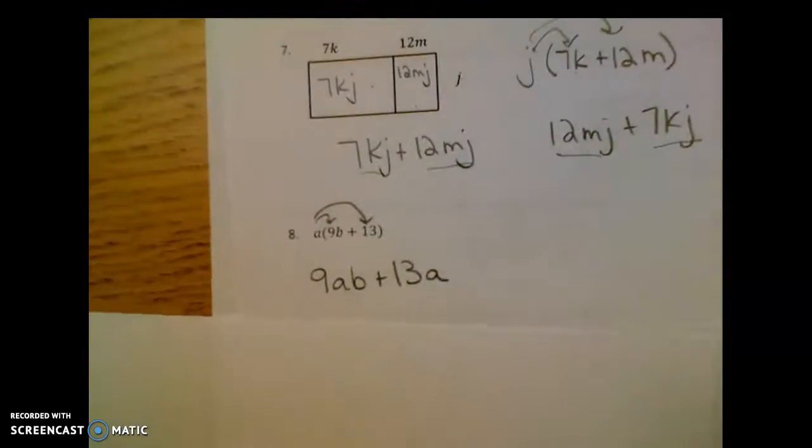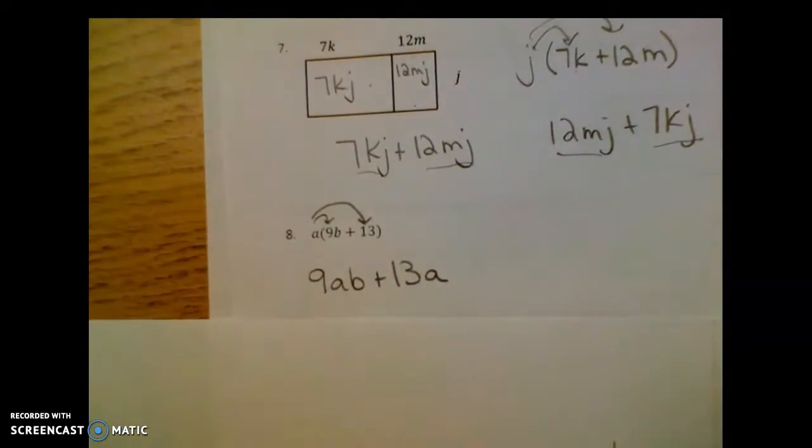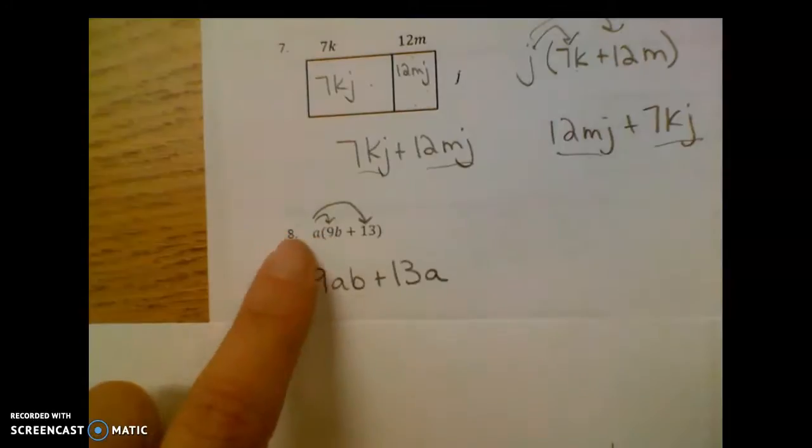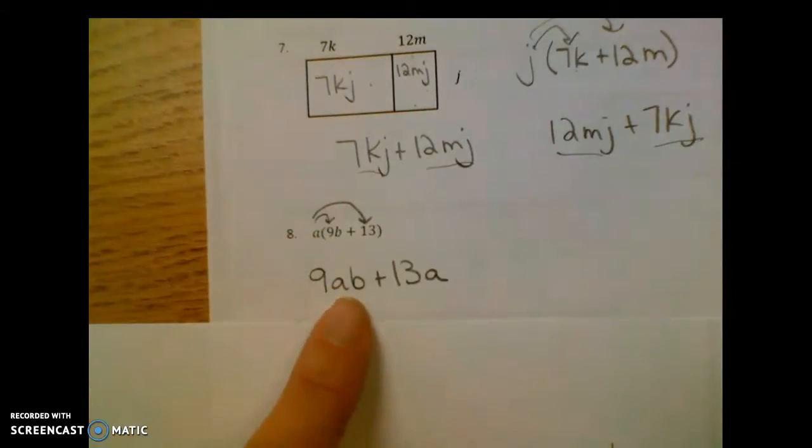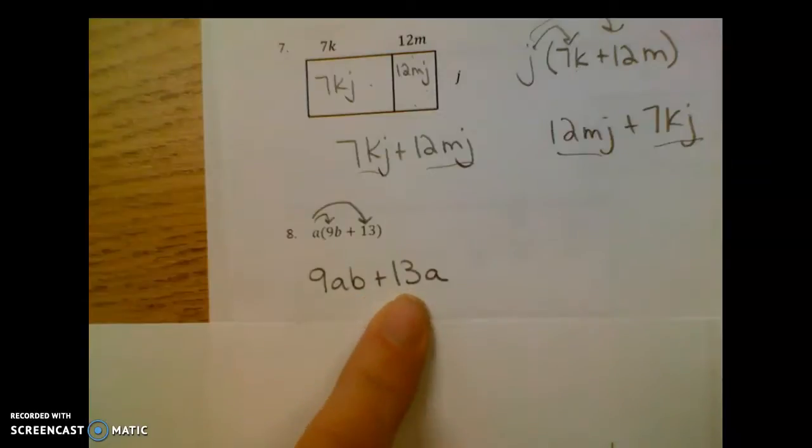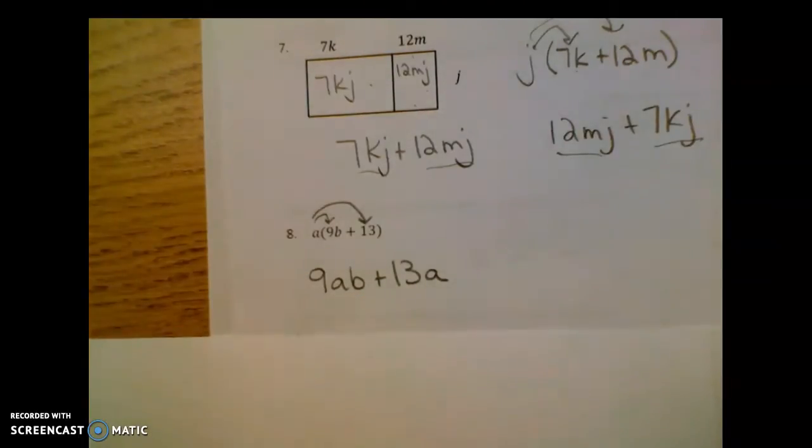And last but not least, if we distribute a group of A, that would be 9B groups of A, and we don't know how many is A, so it's just 9AB plus 13A's. We can't go any further, so that's as simple as we can make it.